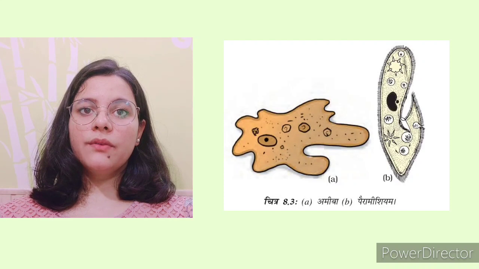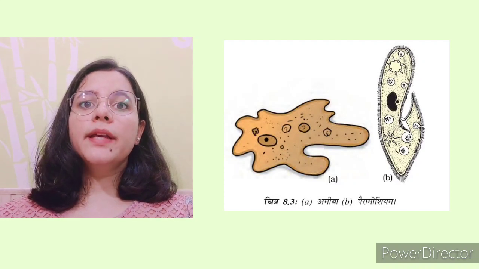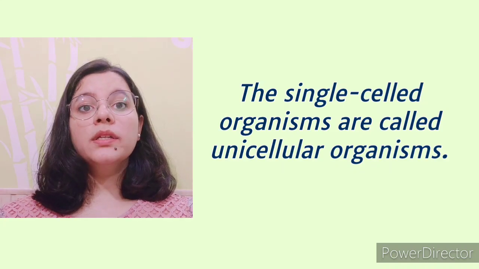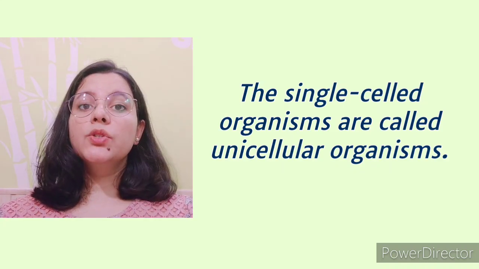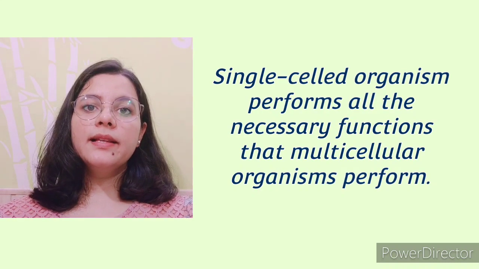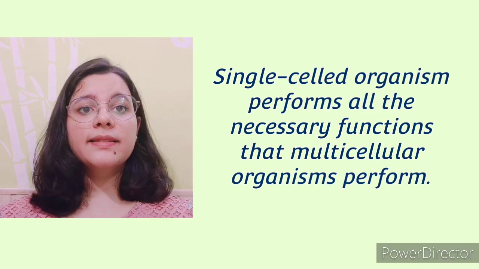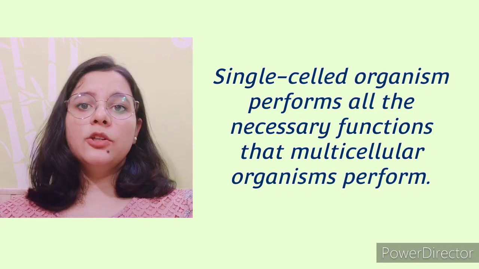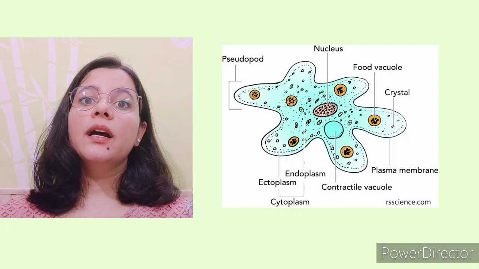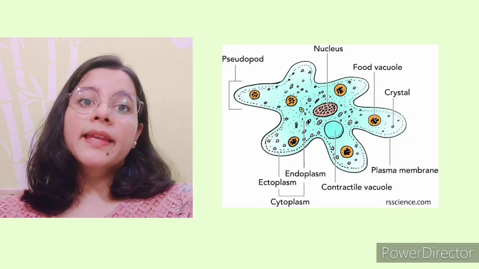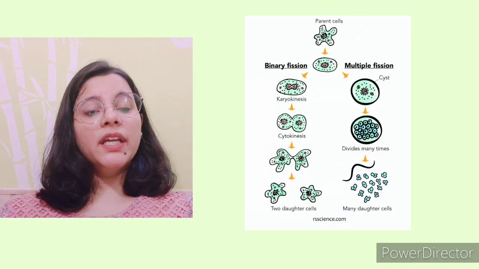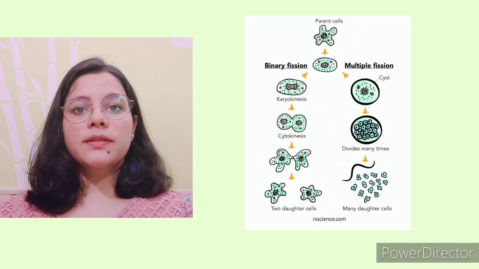Now look at this picture of these organisms. Both these organisms are made of a single cell. The single-celled organisms are called unicellular organisms. Uni stands for one, cellular stands for cell. A single-celled organism performs all the necessary functions that multicellular organisms perform. A single-celled organism, like amoeba, which you just saw, captures and digests food, respires, excretes, grows and reproduces.